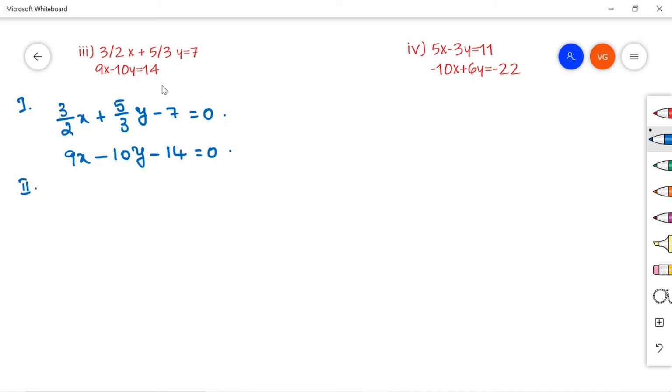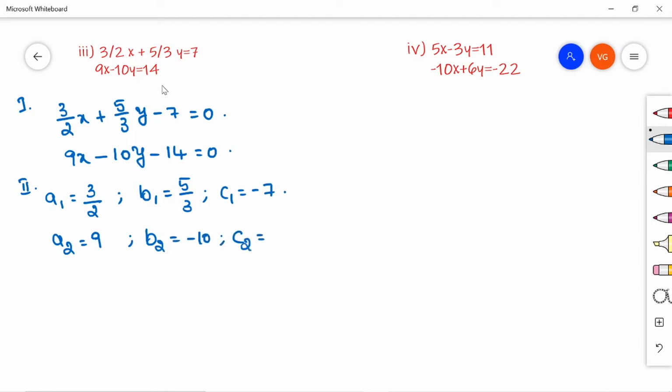Step 2, write down the given data. A1 is equal to 3 by 2, B1 is equal to 5 by 3 and C1 is equal to minus 7. Similarly, A2 is equal to 9, B2 is equal to minus 10 and C2 is equal to minus 14. Now, write down the ratios as step 3.